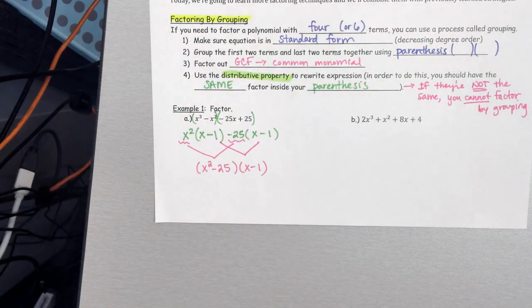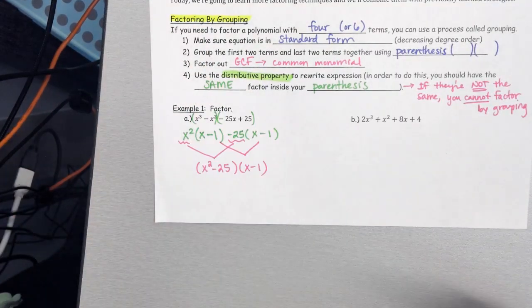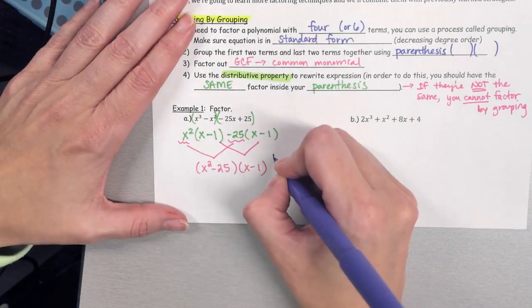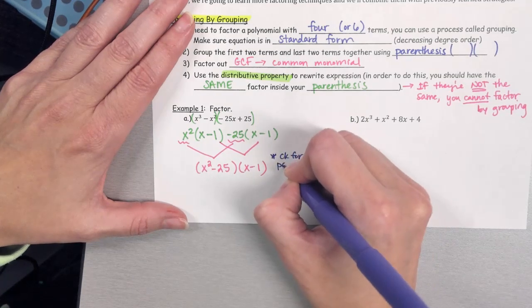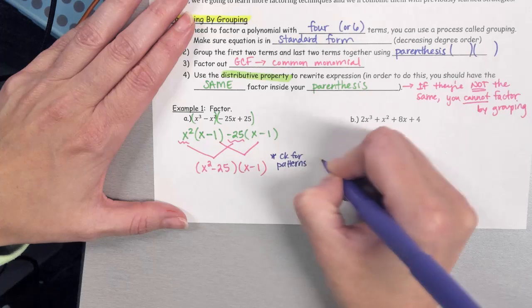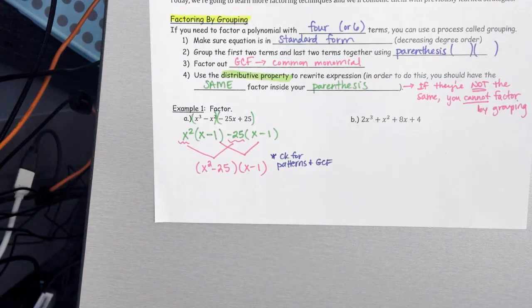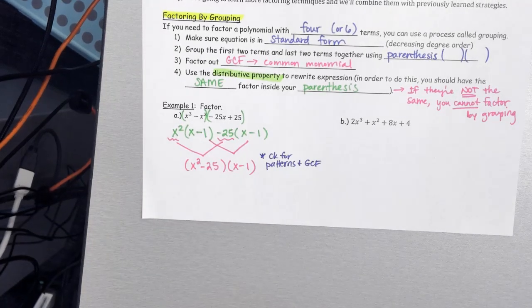And then you always want to check. Sometimes people forget to pull the GCF out at the first step because they like to group right away. That's fine. Just make sure once you're here, you check for patterns and your GCF. So I don't see a GCF. Do we see any special patterns here?